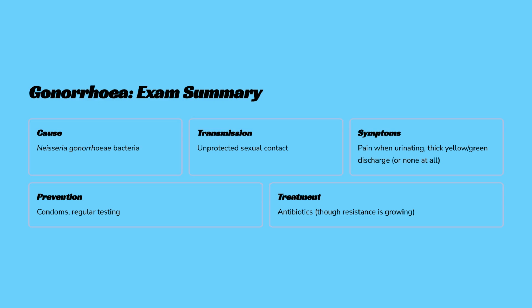This slide provides a concise summary of gonorrhea for your exams. Remember, caused by Neisseria gonorrhoeae, transmitted via unprotected sex, presenting with pain during urination and specific discharge, prevented by condoms and testing, and treated with antibiotics.